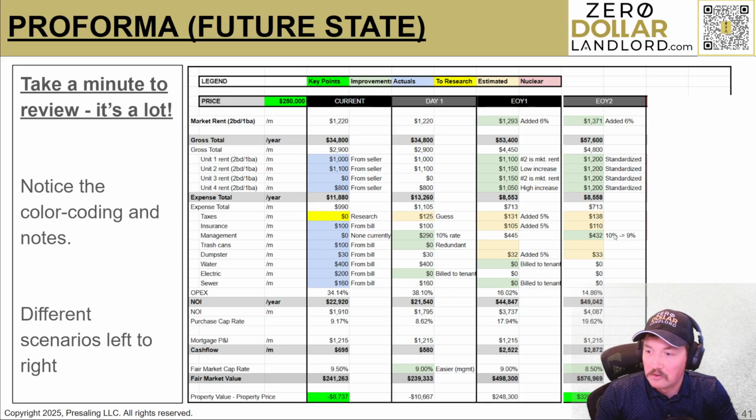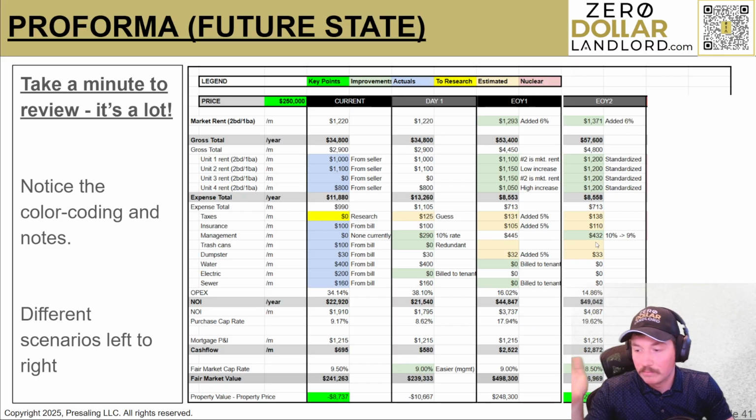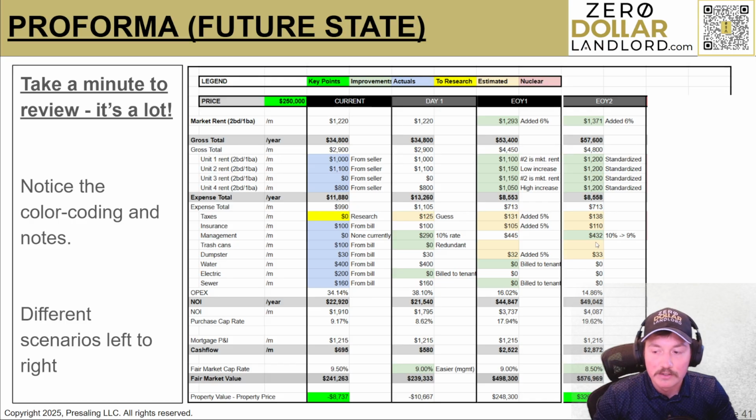We can clean up some things a little better, maybe get a little better management, get them at a better rate. So instead of 10%, we'll get them at 9%. And then all the rents are standardized. Because they're all standardized, we're going to have less tenant complaints. Because there's less tenant complaints, it's easier to run. Because it's easier to run, now I'm going to call it an 8.5% cap rate down here. So now we'd say our value is about $576,000.